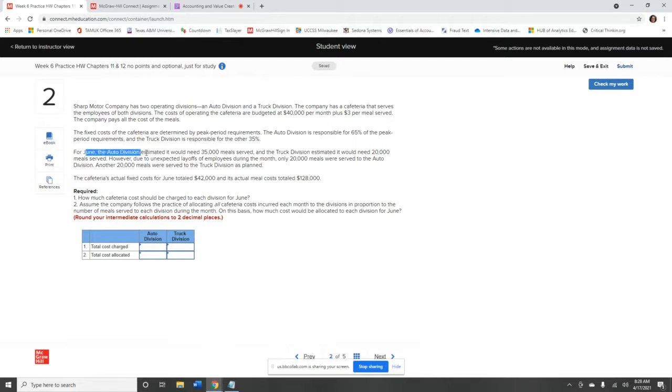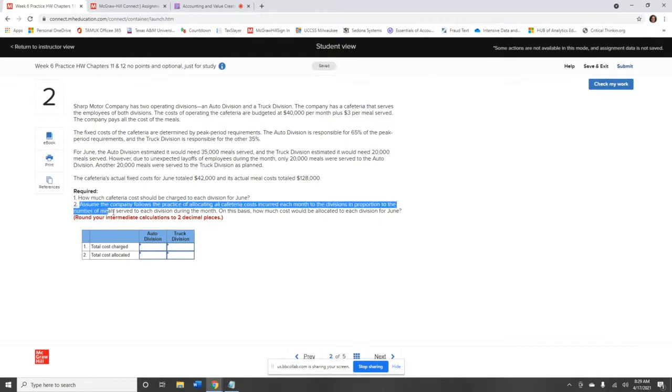A thing does happen. They had estimated 35,000 and truck said it would need 20. However, only 20,000 meals were served to auto and then 20. So it didn't quite turn out. They actually wound up more 50-50. And the actual costs ended up 42,000 and the variable cost totaled 128,000. All right, so two things. How much cafeteria costs should be charged to each division for June?